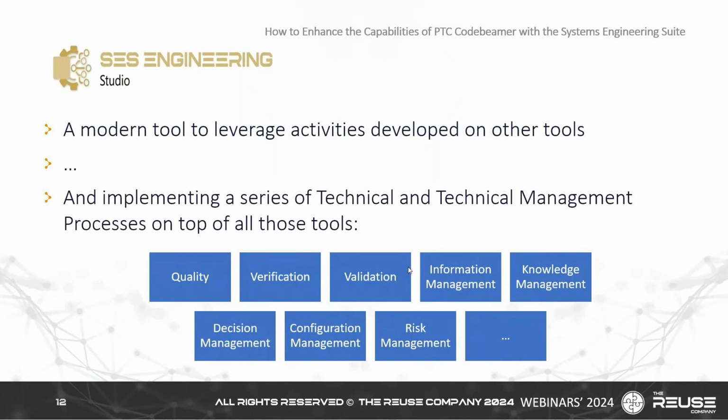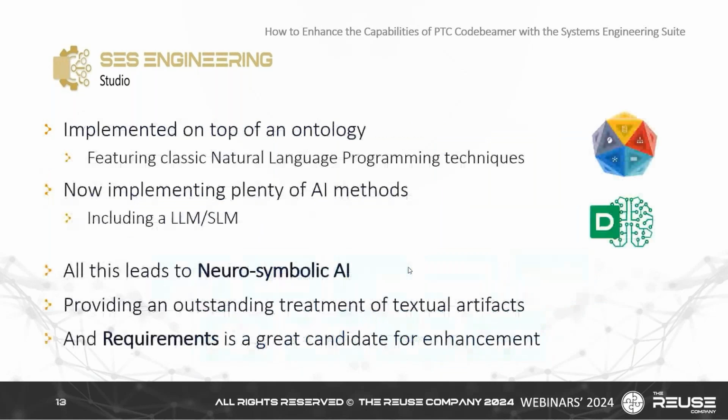And of course, the rest are not included in the previous slide, but as I said, we connect to over 50 different tools. So the idea is that all this ecosystem is implemented, as I said, on top of our ontology. So this shape is representing our ontology. And today, what we have done is we have implemented a bunch of different artificial intelligence methods, classical, but also large language models and small language models, to make possible what some people nowadays call neurosymbolic artificial intelligence.